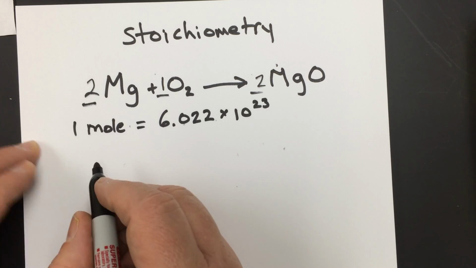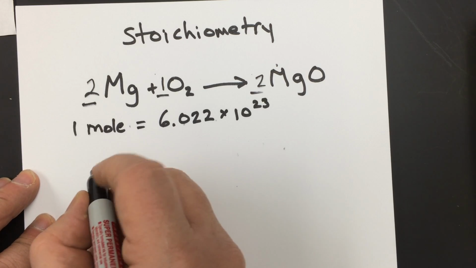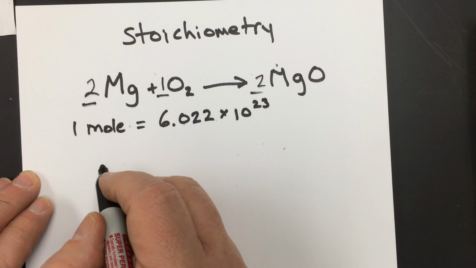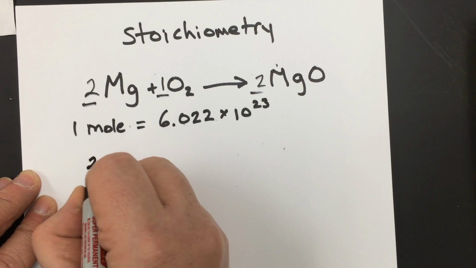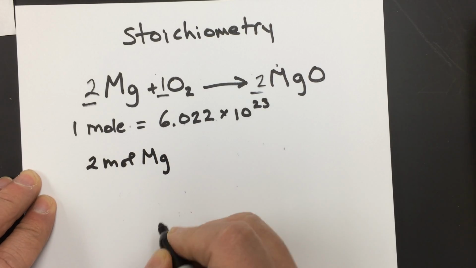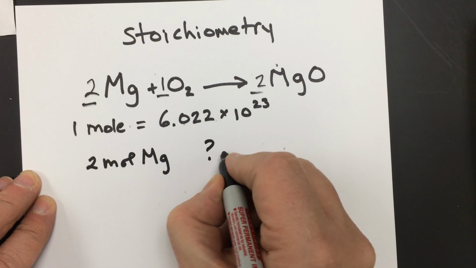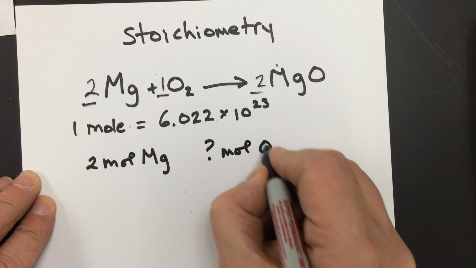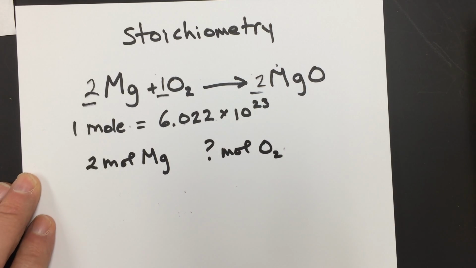Okay, so for instance, let's start with something easier. Let's say I give you a molar amount. Let's say that I give you 2 moles of magnesium, and I'm asking you to find out how many moles of oxygen molecules I'm going to need to react with it so that it's completely reacting. So that's a little scary.